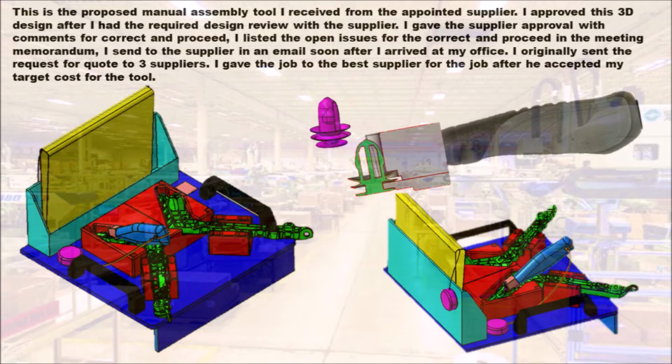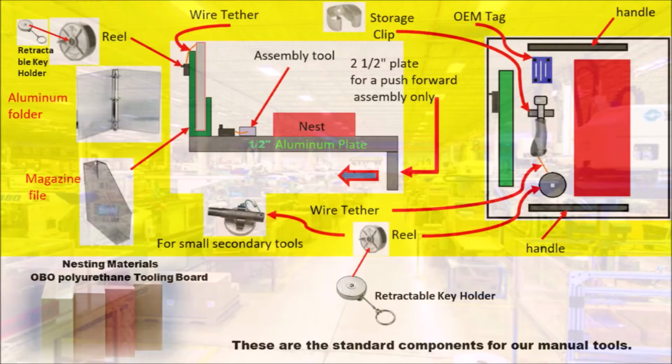Yes, I have a design review approval sheet. I will introduce it to you later in this video. I originally sent the request for quote to 3 suppliers. I gave the job to the best supplier for the job after he accepted my target cost for the tool. These are the standard components for our manual tools.